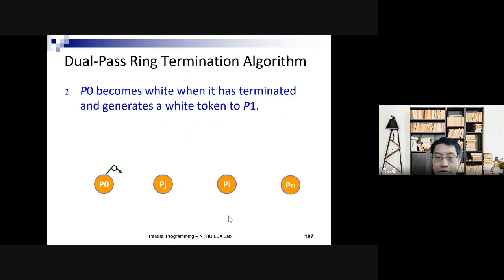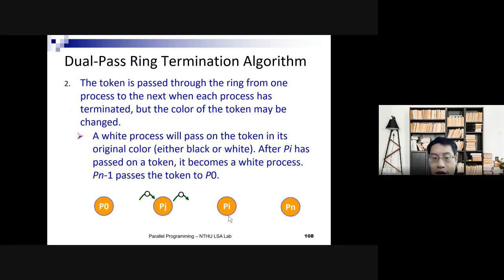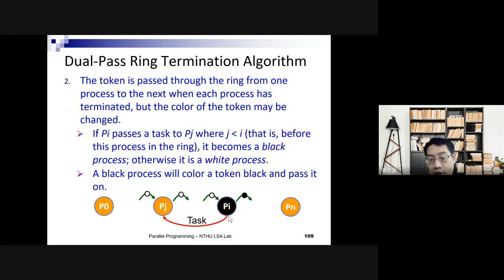All right. So we have some animation to help you understand what happens step by step. In the first step, as we said, at the beginning every process is white and the token is also white. P0 starts passing the token as long as he has reached the local termination condition. However, a process will color itself black if he hasn't received the token and he tries to send a message backward.